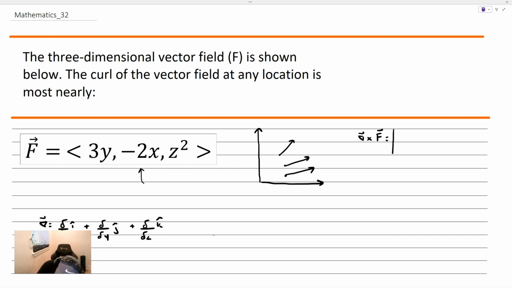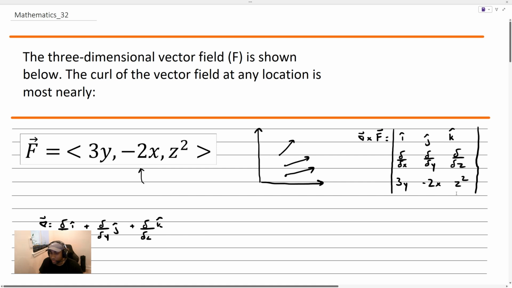It's equal to what we get if we took the first row and made it the basis vectors i, j, and k. The second row is the del operator, which is the partial with respect to x in the i, the partial with respect to y in the j, and the partial with respect to z in the k. And then our vector field components: it's 3y in the i minus 2z, 2x in the j, and then z squared in the k. Now we went over expanding that determinant in a video that I previously did, so you can go ahead and check that out if you need a review of the determinant.